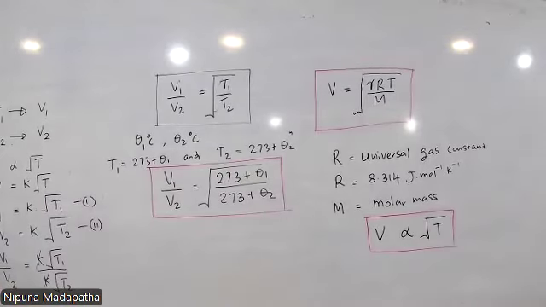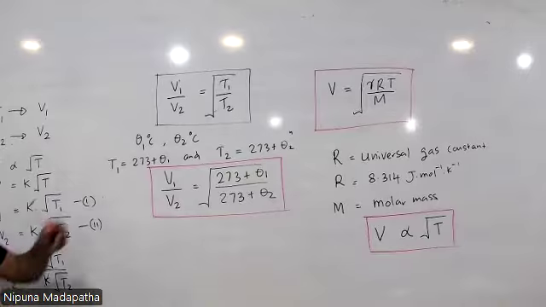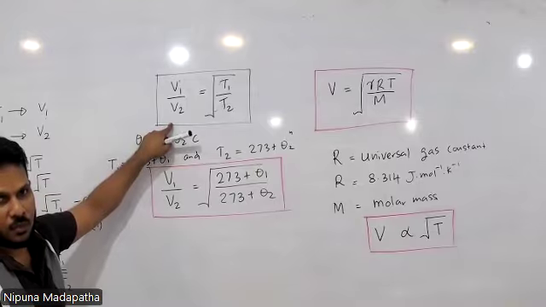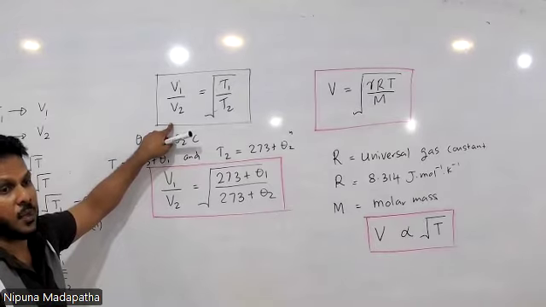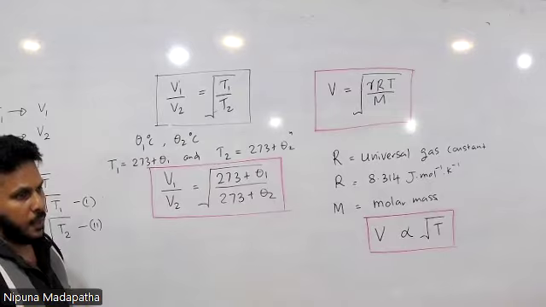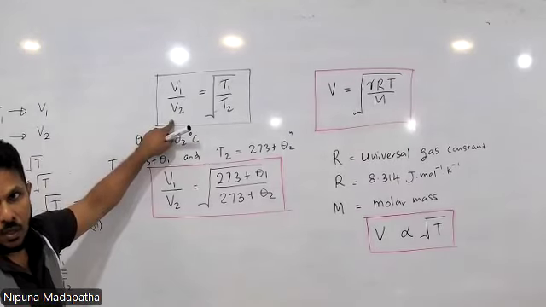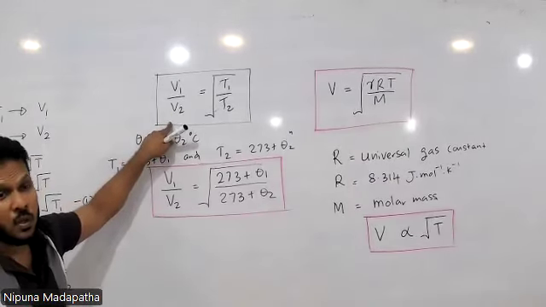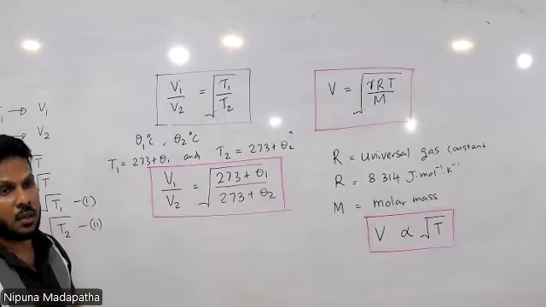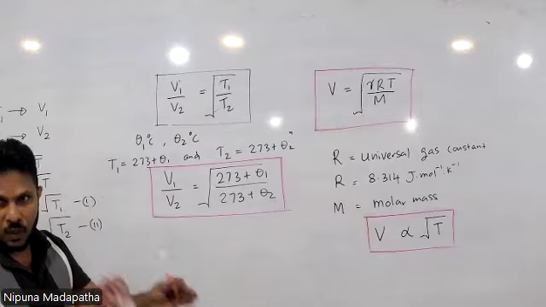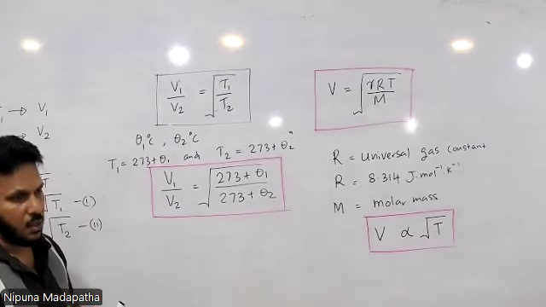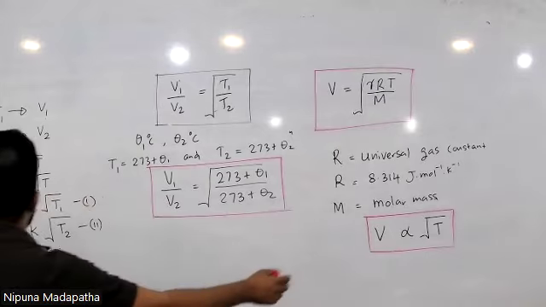Right? This equation is useful for resonance tubes. This is the equation we use to get the relationship between the speed of sound in air at two different temperatures for a given particular gas. Correct? So you can extend this one.